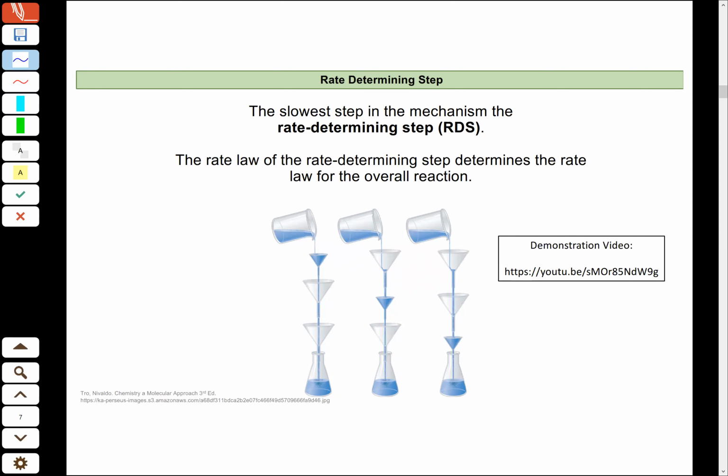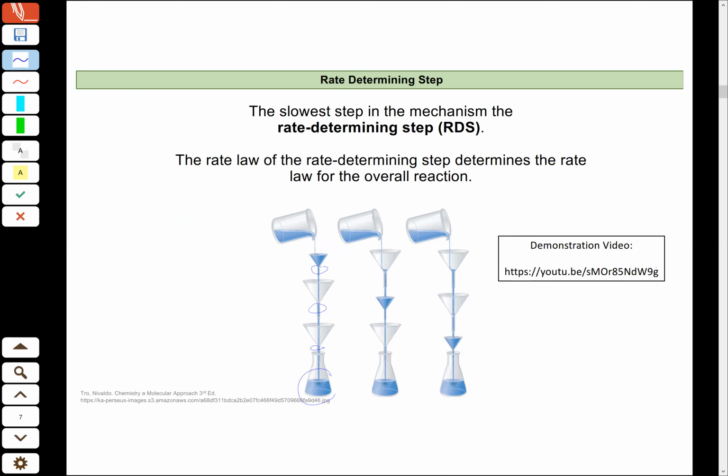And there's a great demonstration of this concept that utilizes funnels with different widths of the spouts for them. If you have one step that is narrower, a narrower spout, so a slower step, no matter which step it is, whether it's the first step, second step, or third step of a mechanism, it's the one that's going to determine how quickly you see your products actually form.